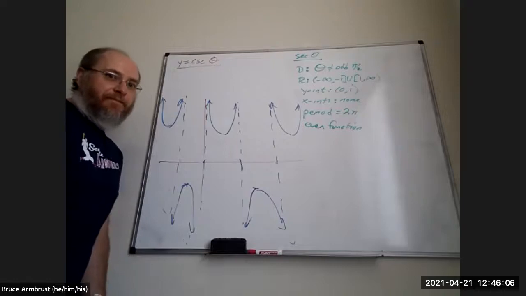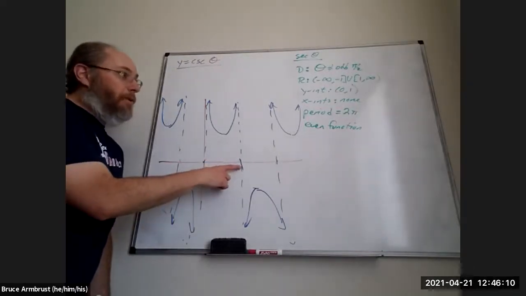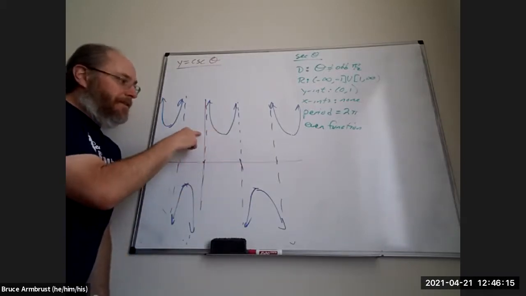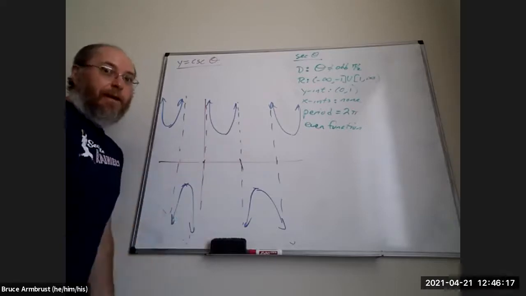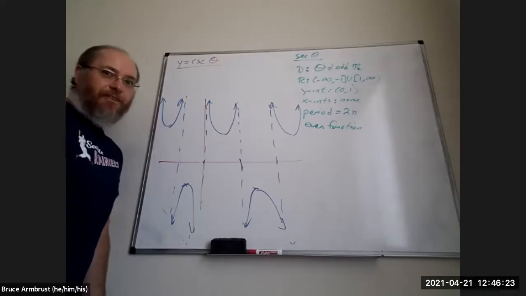The cofunction shift, right? The asymptotes now are at the whole pies instead of the half pies. This smile, instead of being on the axis, has been shifted over by pi over 2. The cofunction shift, just like all the other.